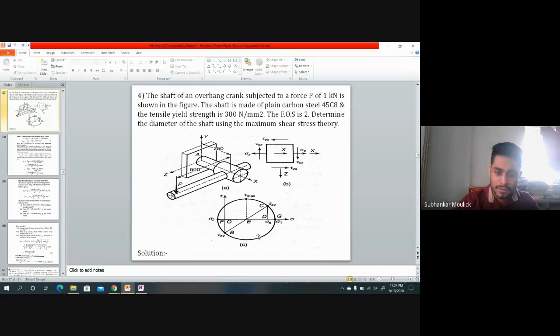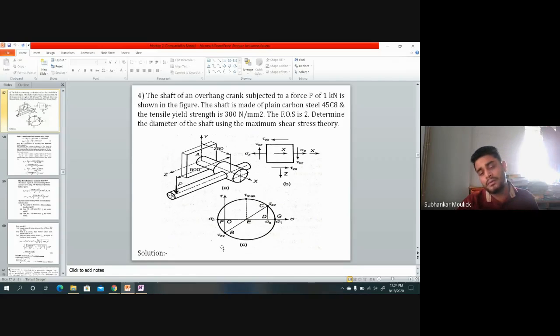You will take your compass, measure either EC or EB, place your compass at point E and draw this Mohr circle. Once you draw this Mohr circle, you know that on your x-axis this is the maximum point of the circle and this is the minimum point on the circle. From the origin to this particular point is your sigma 1, and from the origin towards the negative side of the x-axis till this point is your sigma 2.